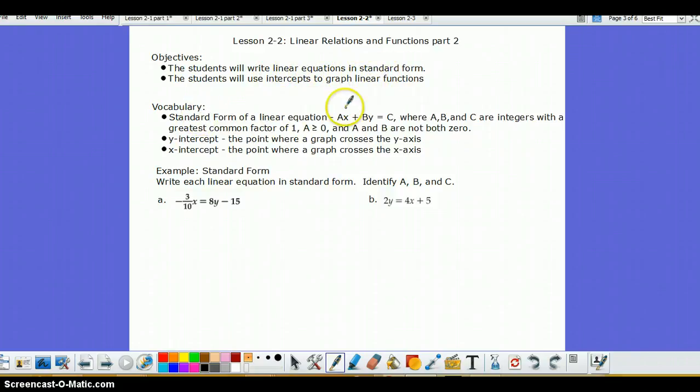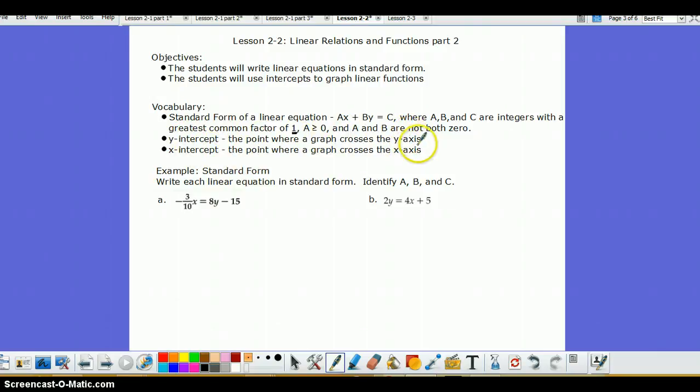So standard form is ax plus by equals c. A, b, and c are integers with the greatest common factor of 1. That's going to be the key, so you'll see what we do when there's not. A is greater than or equal to 0, so that means it has to be positive, and a and b are not both 0. Alright, y-intercept is just where the graph crosses the y-axis.